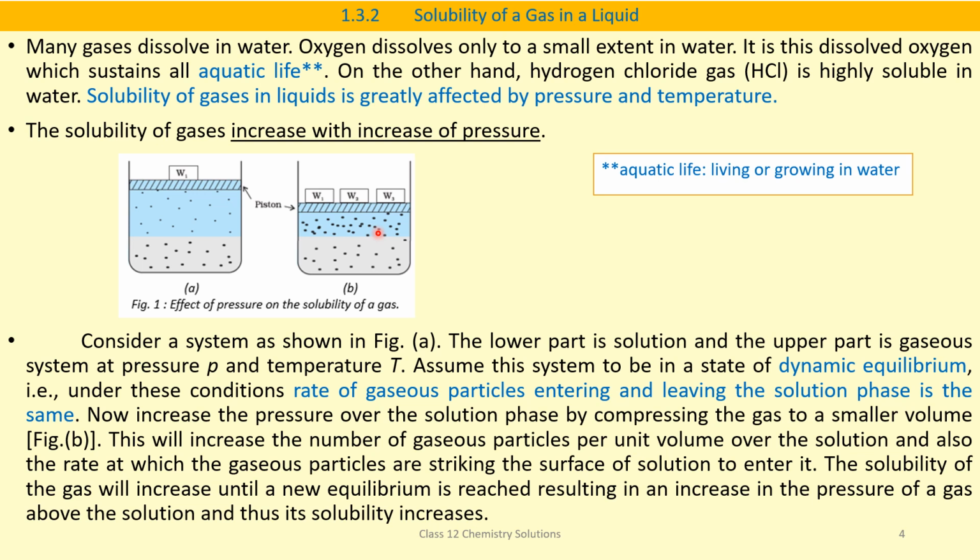That means the gas molecules will come closer and closer, and the rate at which the gaseous particles strike the surface of the solution to enter it also increases, because we have increased the pressure. Thus, the solubility of the gas will increase until a new equilibrium is reached, resulting in an increase in the pressure of the gas above the solution, and thus its solubility increases.